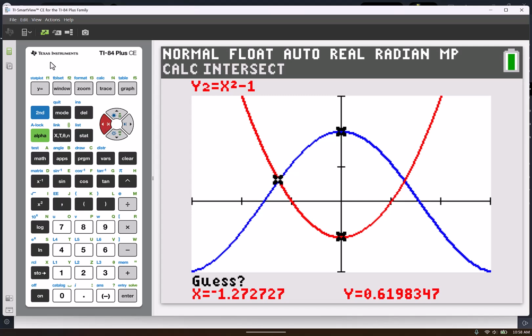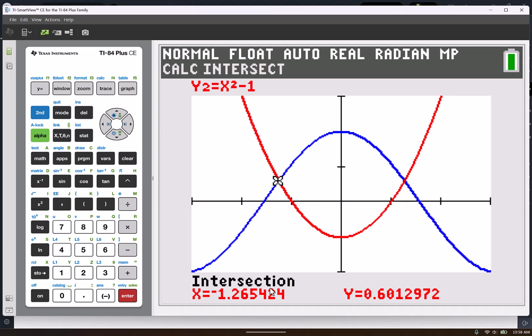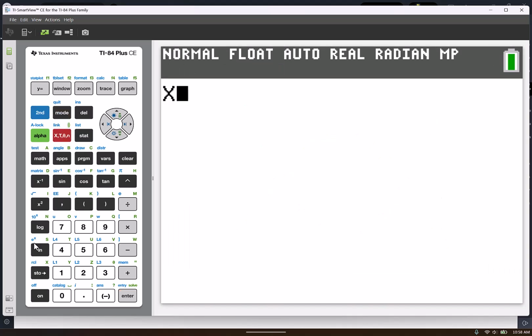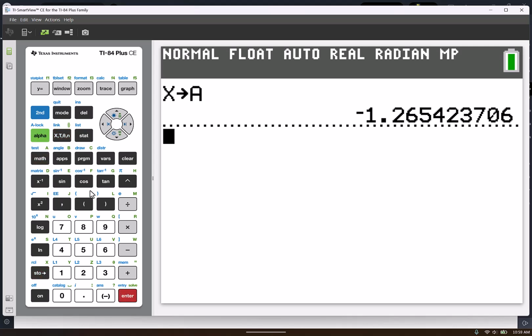So practice with me, guys. Second, calculate, number 5, intersect. When it says guess, push enter. You see how it says intersection there? I'm going to go to my home screen and I'm going to go X, store, and I just go down the alphabet. A. So now that intersection's A. Cool or not cool? Okay, then I'm going to do that again.